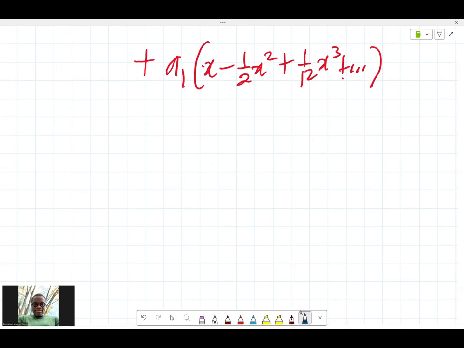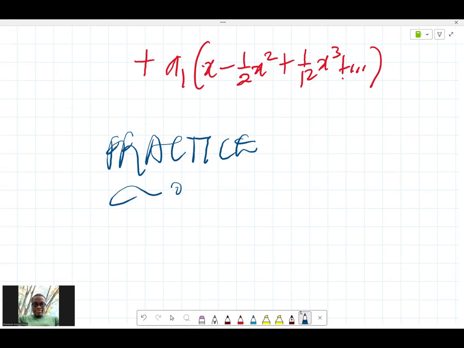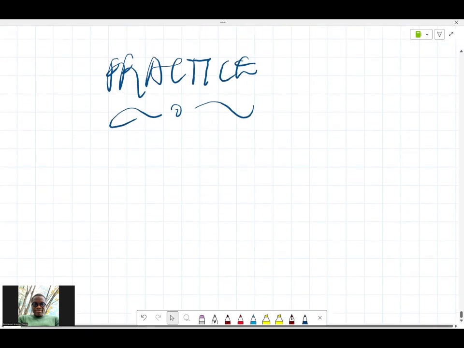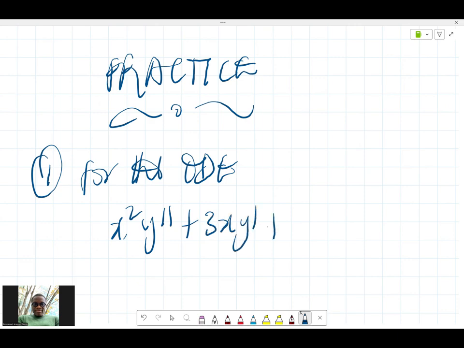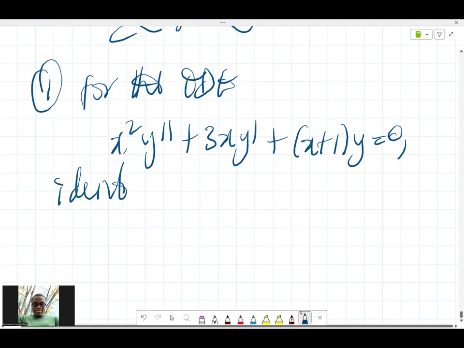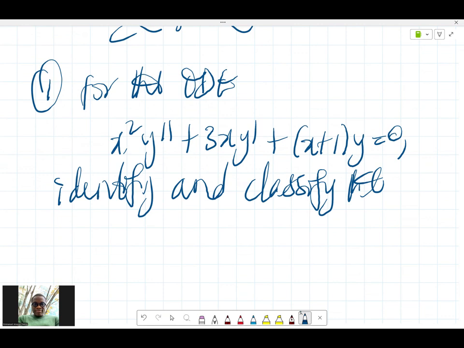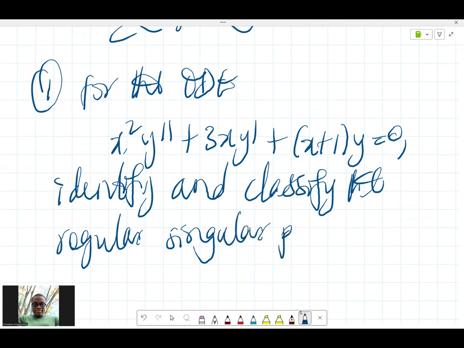Let me just take some practice questions. It's been a long one already. So practice. I think I'll just go with 3. So question 1. For the ODE, x squared y prime prime plus 3x y prime plus x plus 1 y equals 0, identify and classify the regular singular point at x equals 0.